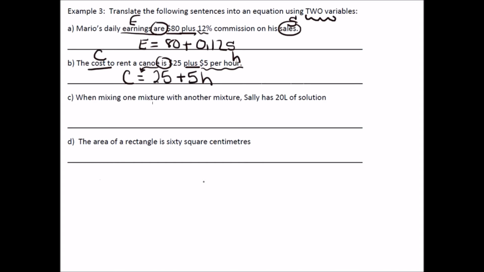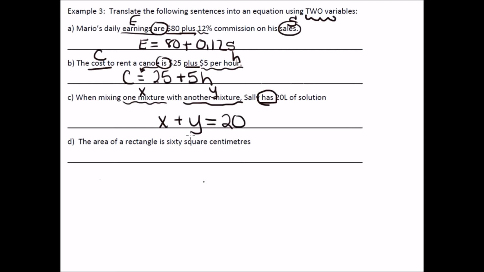Okay, mixing one mixture with another mixture. Okay, let's call one mixture X and the other mixture Y. So when we mix them, the amount of X plus the amount of Y, Sally has, so that's kind of like that equal sign, 20 liters of the solution.